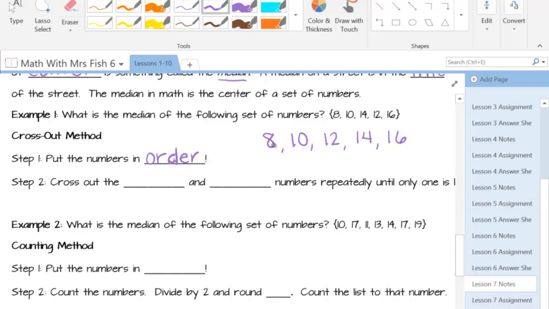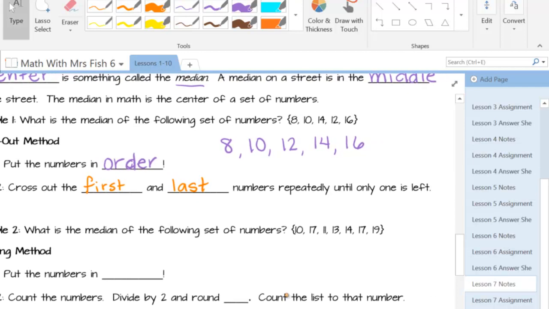Another area of making mistakes, they leave out a number. So I usually like to check. 1, 2, 3, 4, 5, 1, 2, 3, 4, 5. Yep, I got them all. What you can do to find the number that's in the middle, and it's kind of easy when it's not a whole lot of numbers, is cross out the first and last numbers repeatedly until only one is left. So I cross off the first and the last, the first remaining one and the last remaining one, until I get to the middle. 12 is the median in that set of numbers.